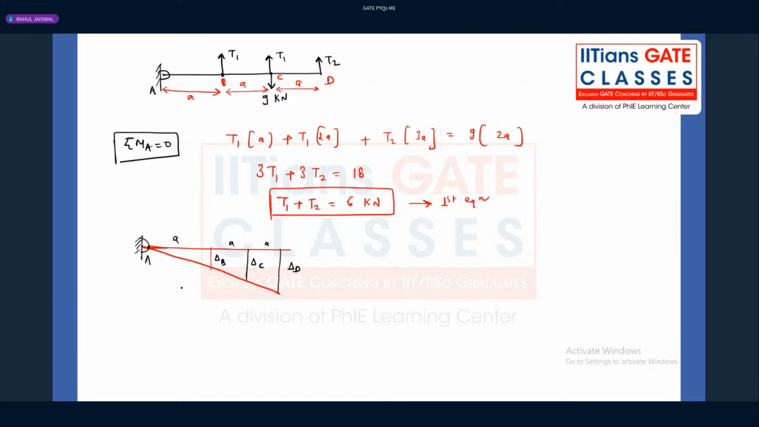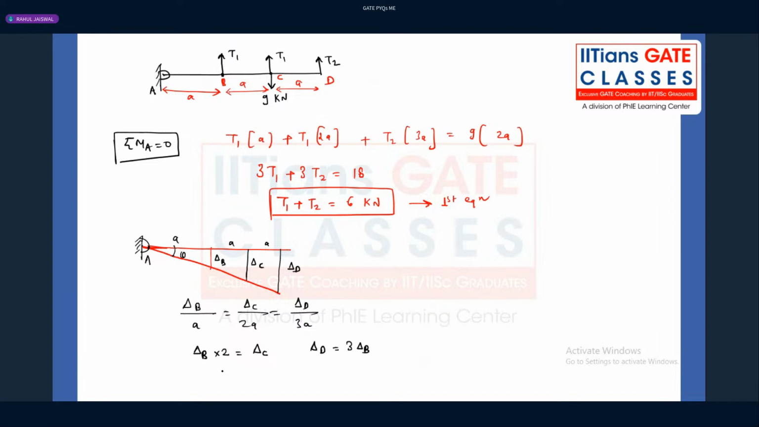What is the relationship between delta B, delta C, and delta D? It's very simple here. Delta B divided by A is nothing but delta C divided by 2A. So delta B into 2 is delta C, and delta D is nothing but 3 times delta B.